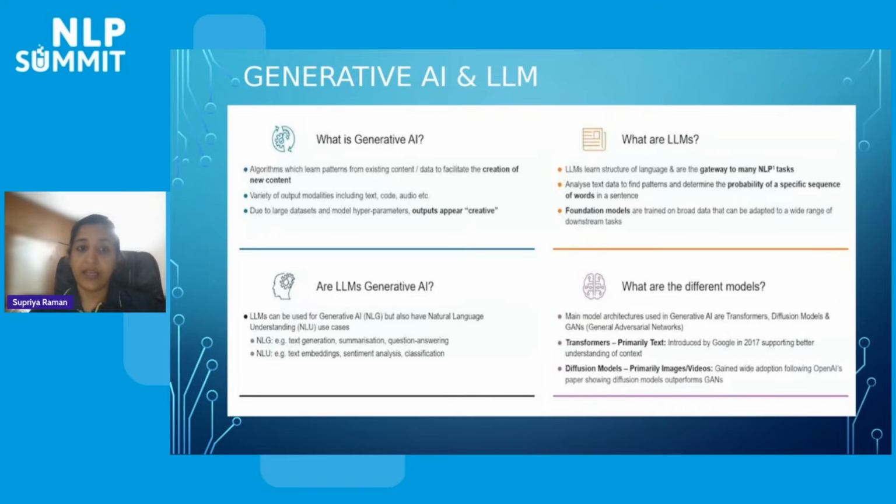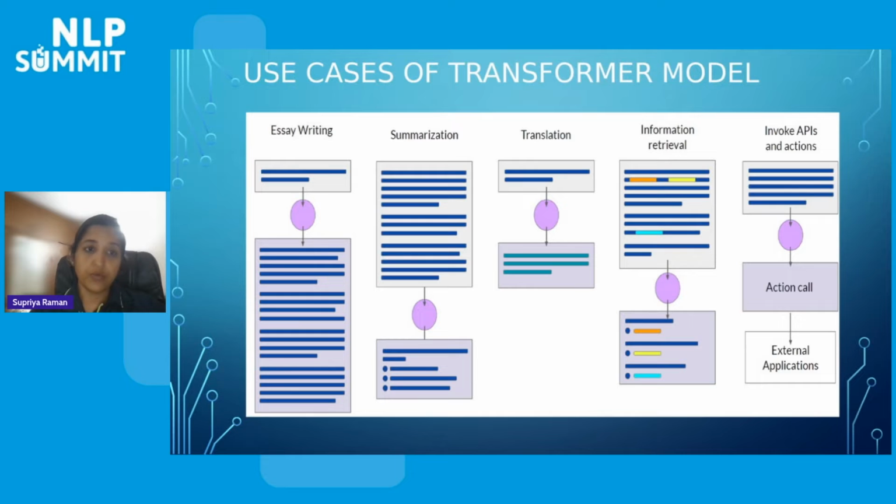And finally, what are the different types of models? So most of the text-based models which we are using today in LLM are transformer-based models or the encoder-decoder-based models, while the image or the different types of contents which we have, they are mainly diffusion models. So these are some of the very common use cases of the transformer model.